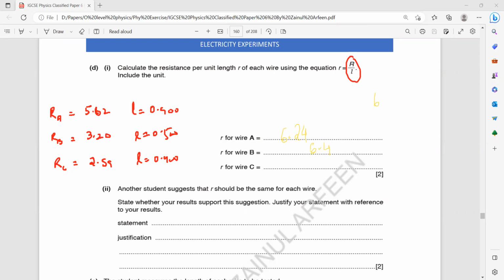6.4. Because of the same number of significant figures, you should write it as 6.40. Even though it's 6.4, write 6.40. And what about the third one, 2.59 divided by 0.4? So this will be 6.48.